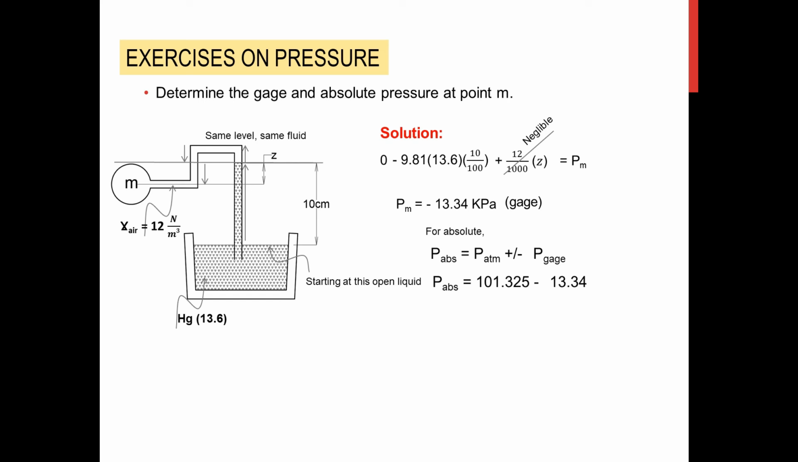So the operation involved here is negative. So 101.325 minus 13.34, that will be equal to PM is equal to 87.96 kilopascal. So notice that your absolute pressure at M is less than 101.325, and that is an indication of the pressure being under suction, and that will be absolute pressure.